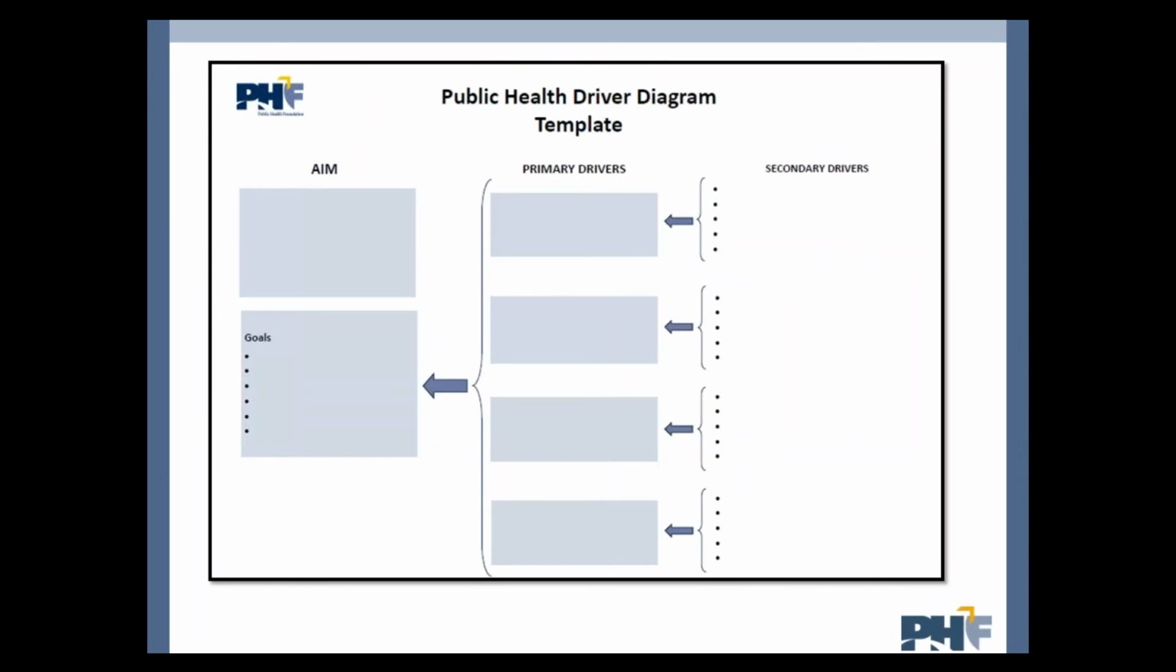So this is what it looks like. We have an aim, we have goals, primary drivers, secondary drivers. You have 3 or 4 primary drivers, and then a group of secondary drivers. And again, as we go through this, a lot of this is a process of prioritization.